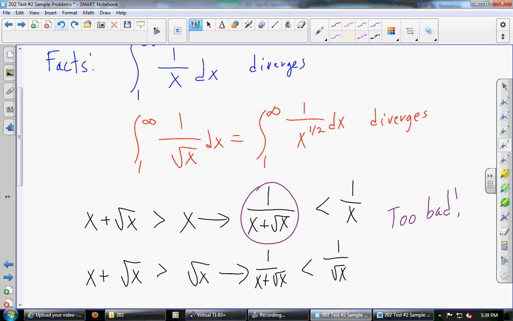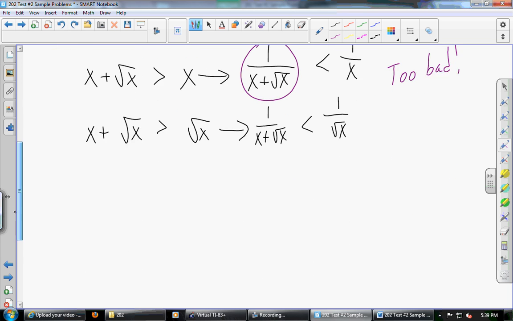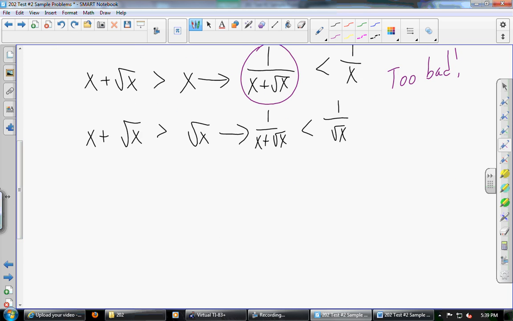So we need a different tack. In this case, we've got to come up with some better thing to compare to. So how about we try a different technique? Come down here. I'm still hoping to get the original to be bigger than some divergent integral. So how about we look at this?